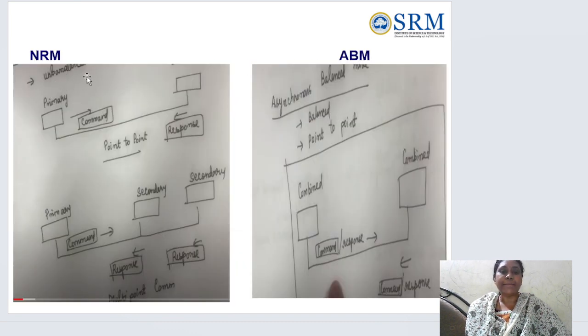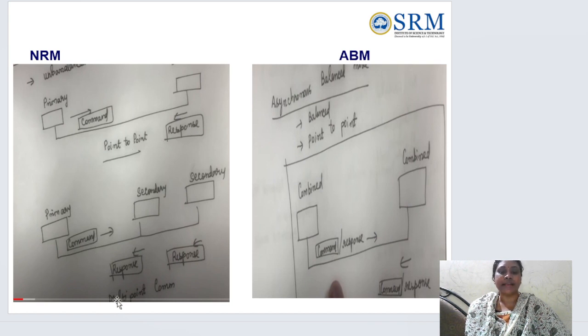This is one of the unbalanced modes. In the NRM method, the first case is a point-to-point communication and the other is a multi-point communication. The primary can send the frame as a command, and the secondary sends the response. This is the point-to-point connection.